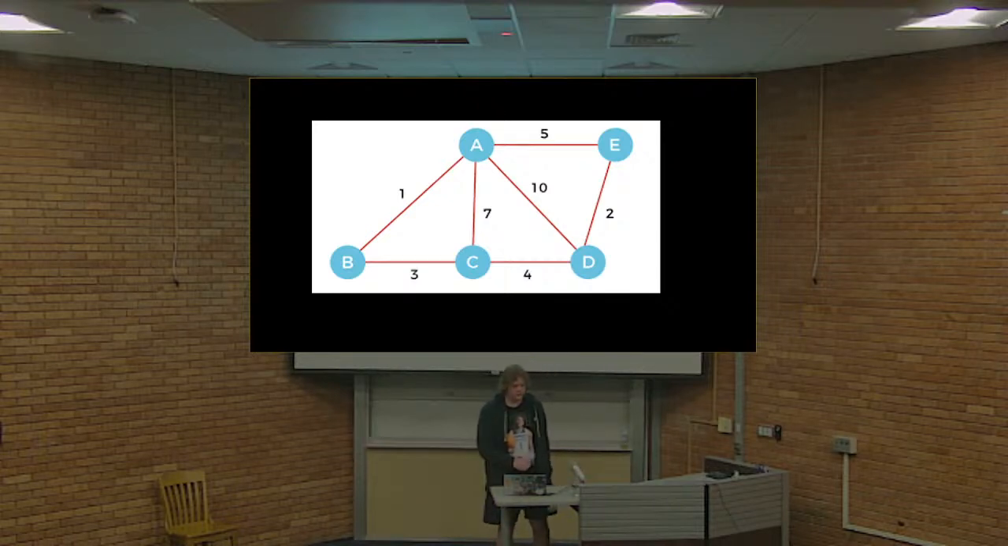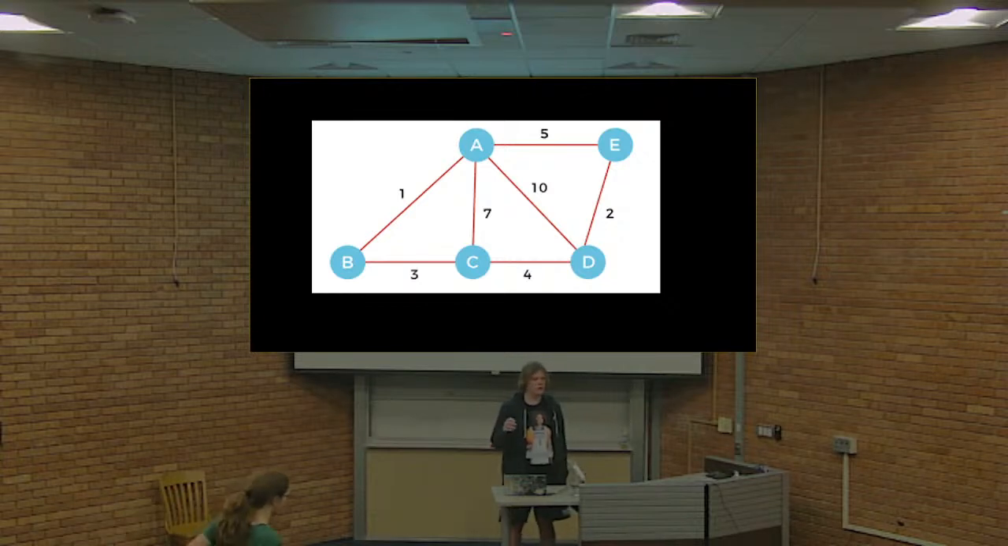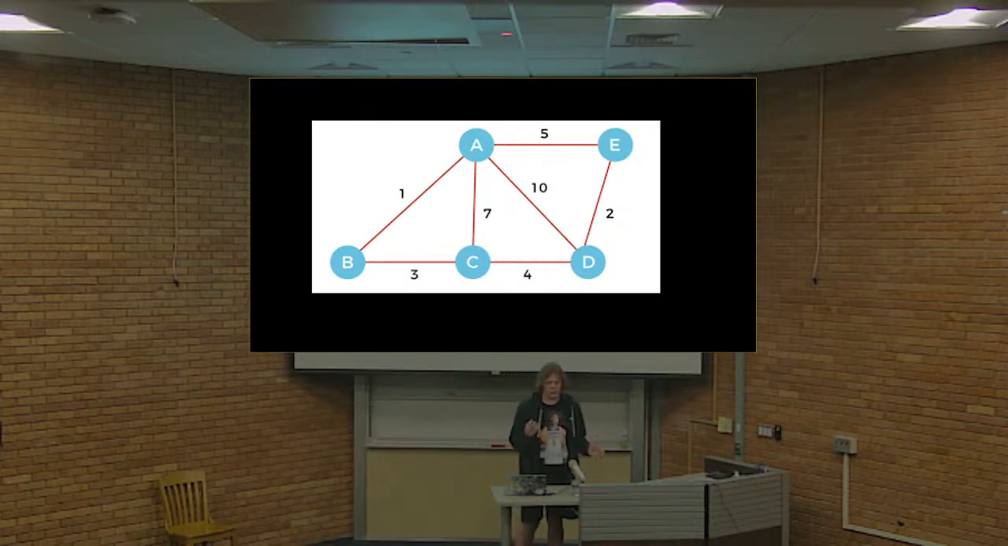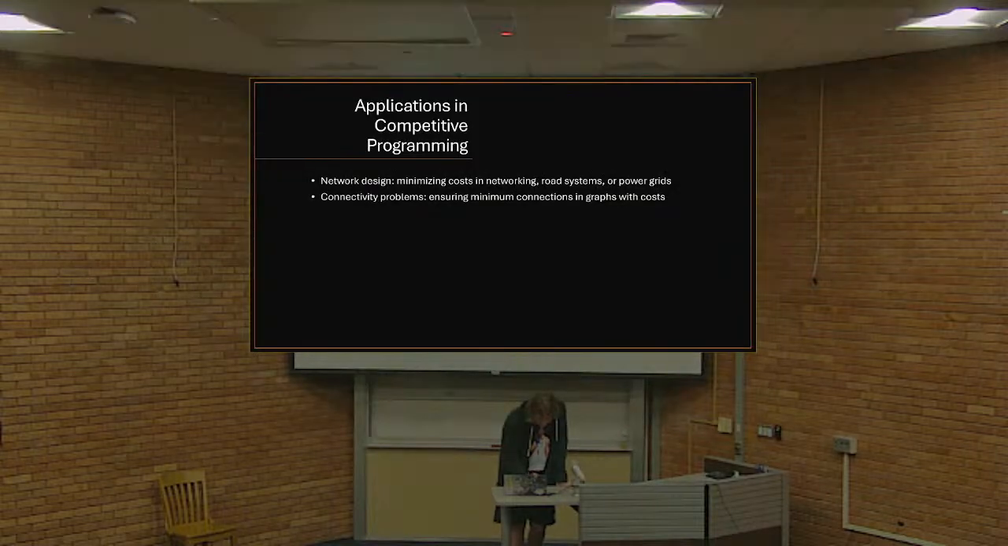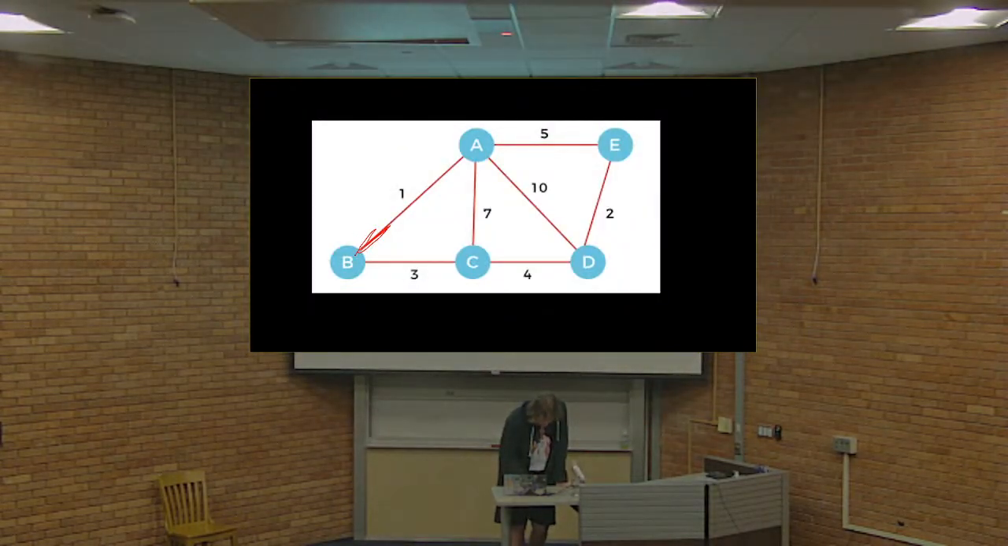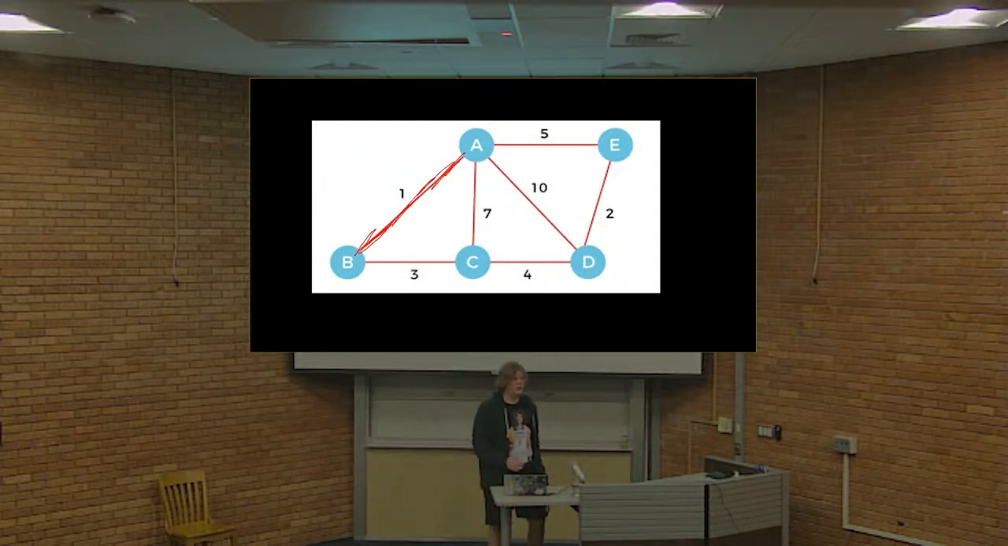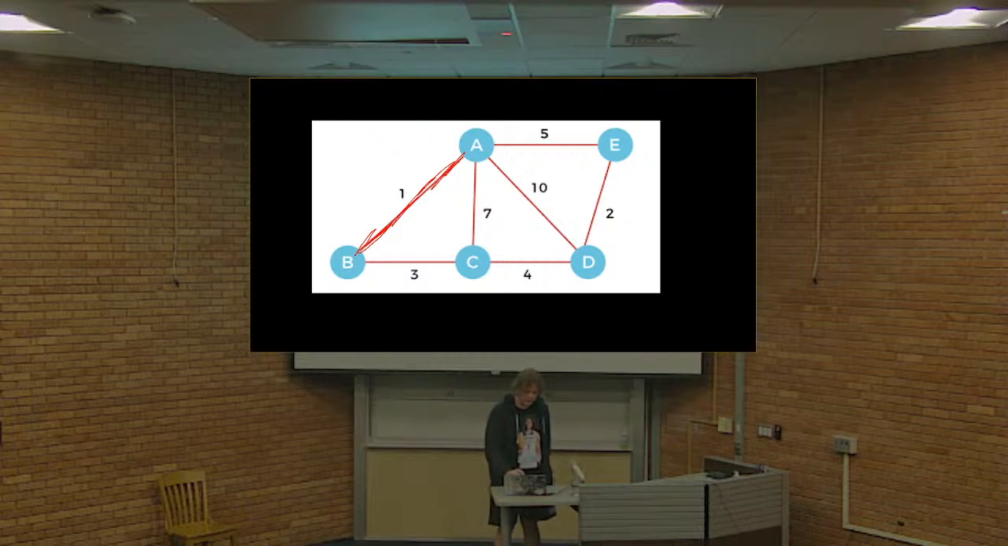Kruskal's and Prim's algorithm. So for Kruskal's, there's no starting node. You just sort all of the edges in the graph by their weights. So first I'm going to find the lowest weight, which happens to be that 1. And then the next lowest one is going to be the 2, and I can add that edge as long as it doesn't create a cycle, because again, we want it to be a tree, and trees have to have no cycles. So I'll add that 2.